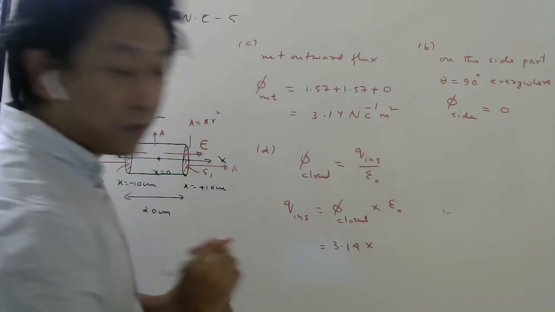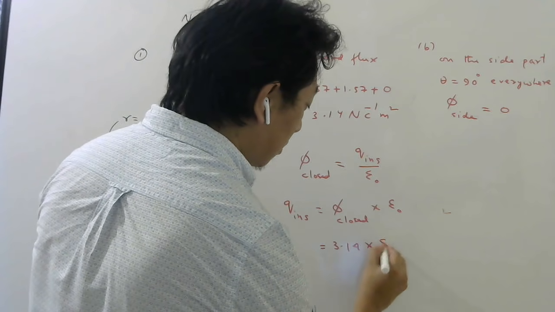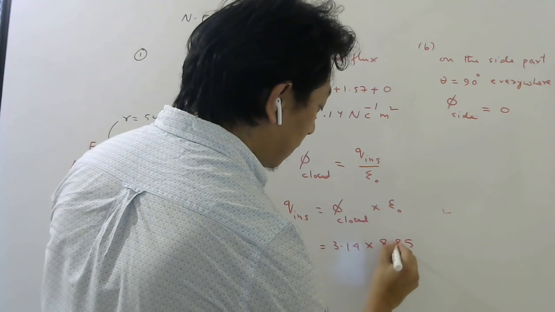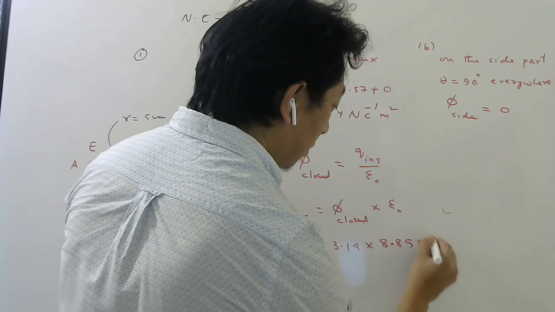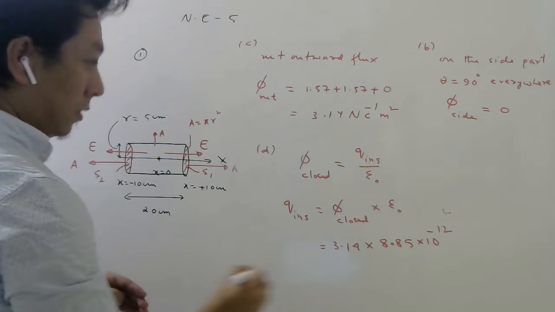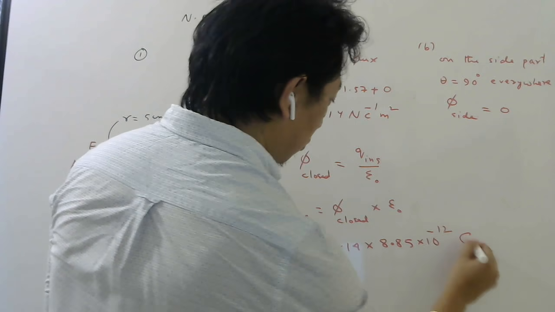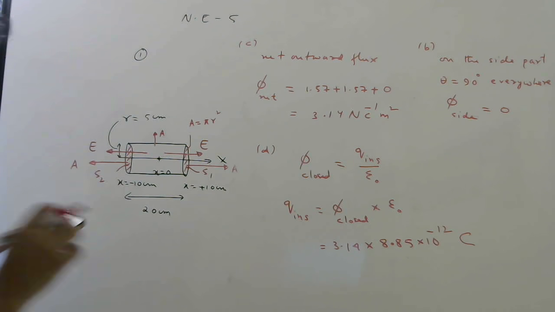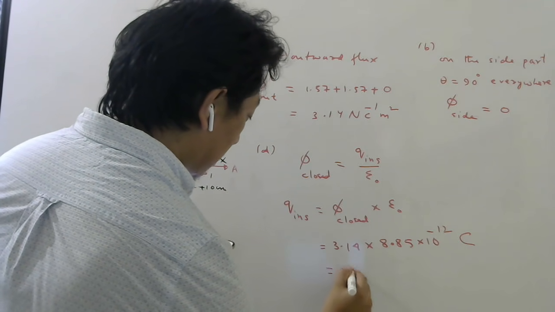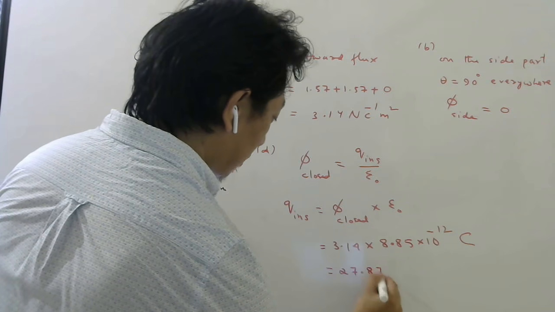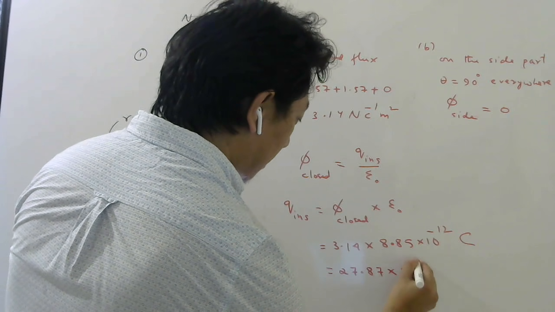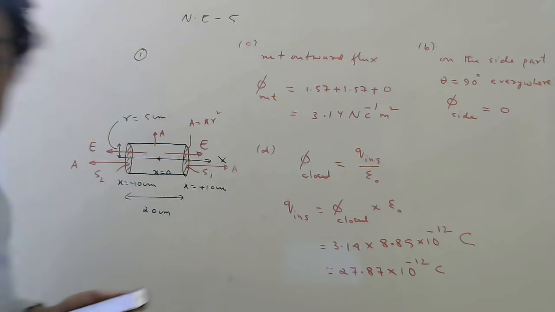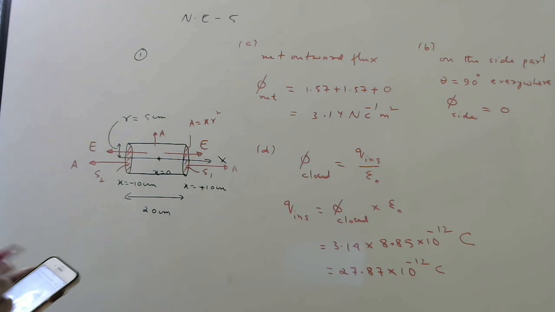You have to see the first few videos. The value of epsilon naught is 8.85 into 10 power minus 12. Finally, the unit will come as Coulomb. According to my calculation, I have got 27.87. Okay, you can check, please. Please check the calculations, okay, don't believe blindly. So this is how the problem can be easily done.